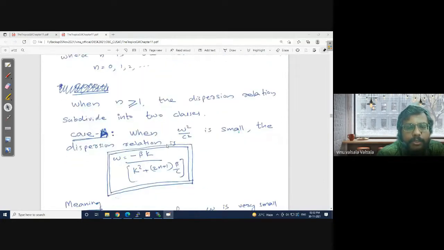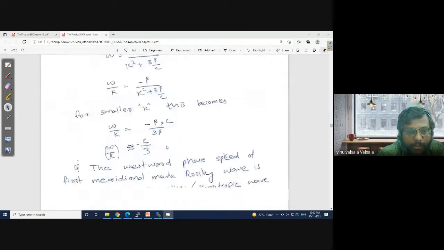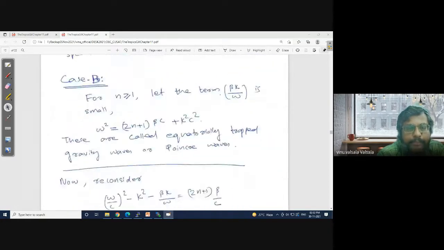Let us see what the solutions are for case B. For case B, if you put that in, you will get the result omega square equal to (2n plus 1) beta c plus k square c square. If you study internal waves, the small-frequency, high-frequency waves, if you remember from maybe semester 1 or 2, such types of waves you may see as very high frequency waves.